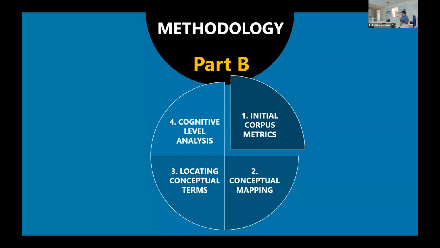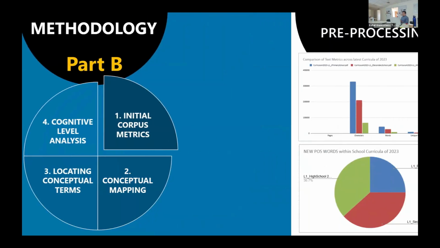What we did with NLP: the corpus undergoes text processing, including initial corpus metrics, calculation of basic statistics. After that, conceptual mapping to measure the existence of autonomous skills versus social practice. Afterwards, we locate where these concepts are located, and also the fourth one, the cognitive level analysis.